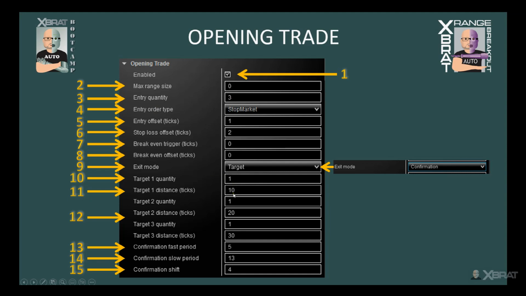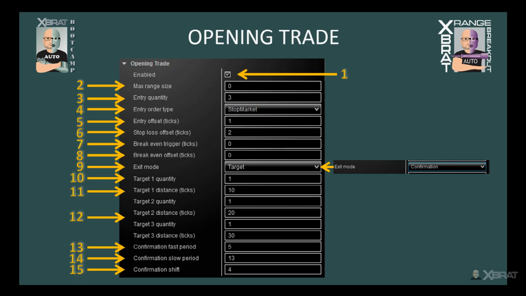At number 11 is the distance in ticks. So you want, at 10 ticks, to take profit on 1 contract. And then we go through. Number 12, we've got the target 2 distance. So at 20 ticks, you want to take your next contract off. And then so on and so forth with target 3. You want to take your last contract off at 30 ticks.